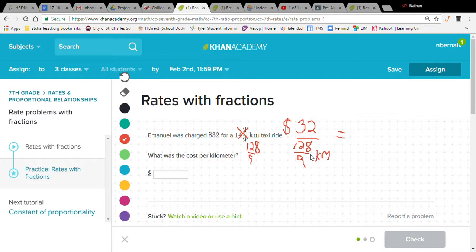I could turn this into a decimal. Lots of you like to do that. But when you do, you'll see that you get a repeating decimal. It's kind of tricky to work with the repeating decimal in this way, so we're going to have to leave it as a fraction.